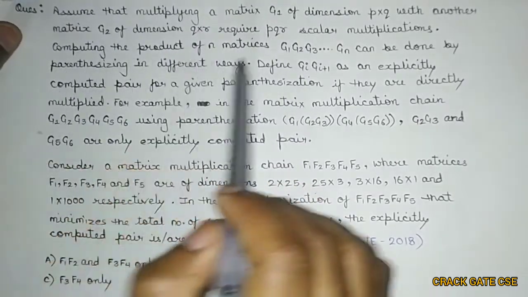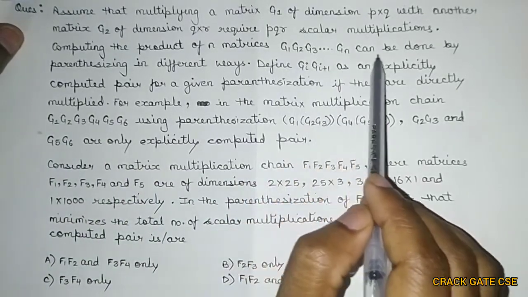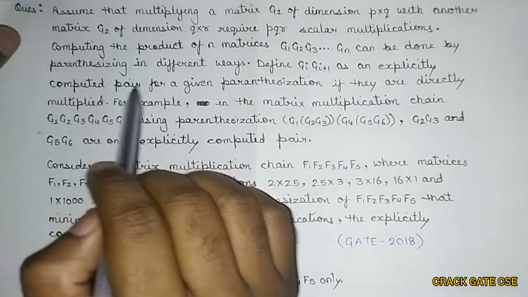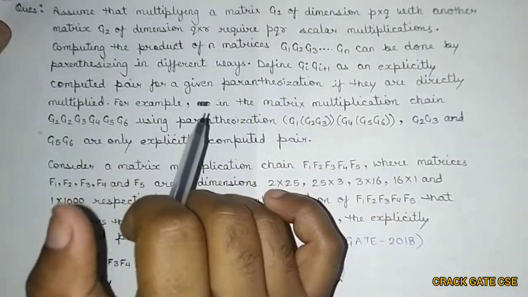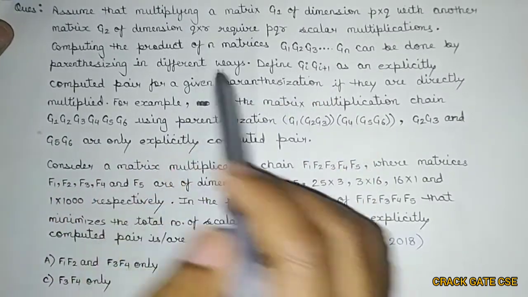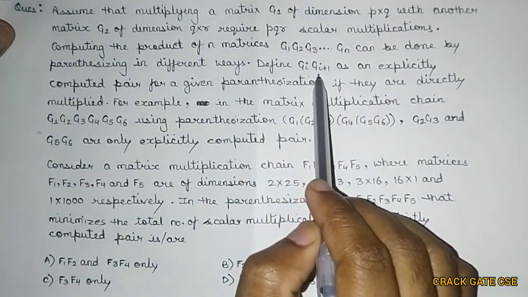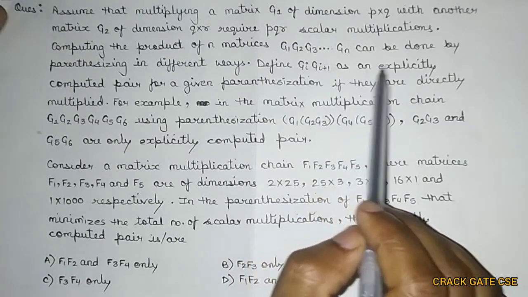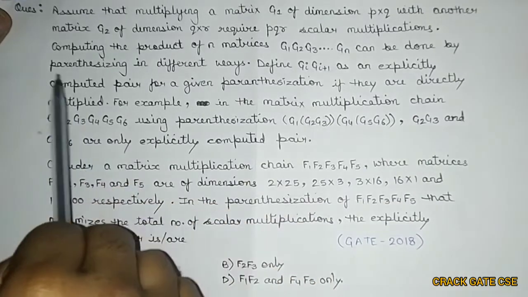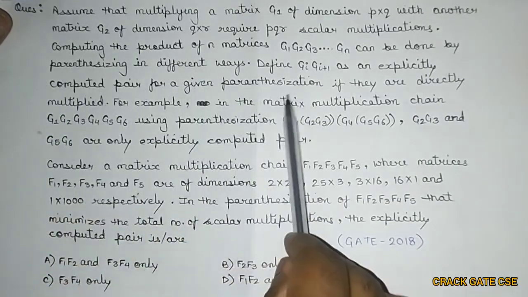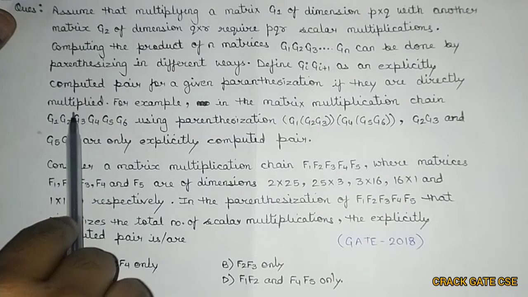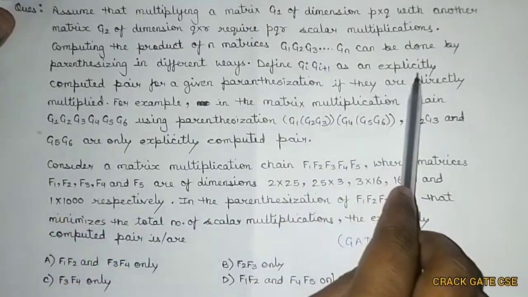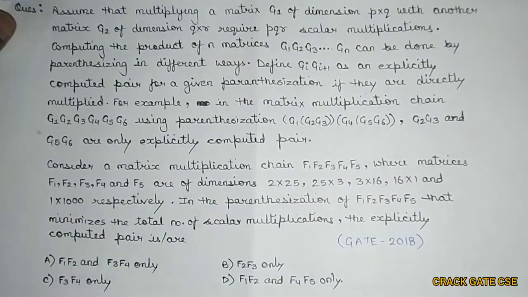Next, computing the product of n matrices can be done by parenthesizing in different ways. Parenthesizing means putting parentheses in different possible ways, like we are doing in the tree structure. Define Gi into Gi plus 1, that means any two successive matrices. If they are directly multiplied for a given parenthesization, they are known as an explicitly computed pair.